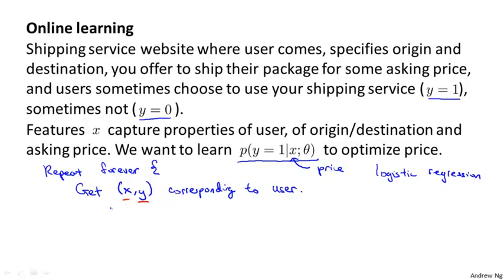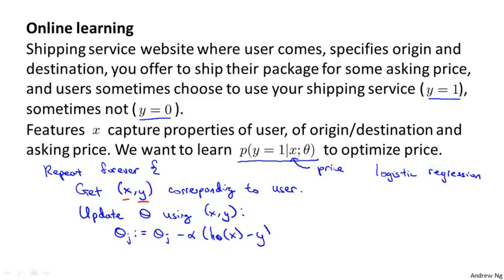Once we get this (x, y) pair, what an online learning algorithm does is update the parameters theta using just this example (x, y). In particular, we update my parameters theta as theta j gets updated as theta j minus the learning rate alpha times my usual gradient descent rule for logistic regression. We do this for j equals 0 up to n, and that's my closed curly brace.